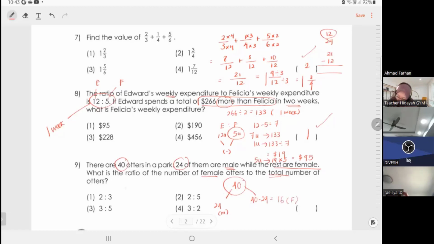Then they want female to total. Female is 16, total is 40. You divide by 4 and divide by 4. You are going to get 4:10. Simplify some more, divide by 2, divide by 2, you get 2:5. Answer is number 2. Okay.